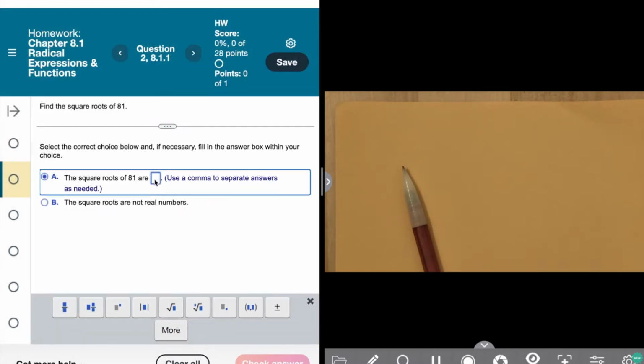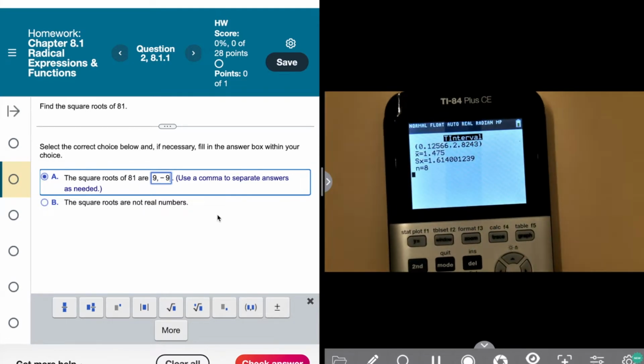Okay, so what are the square roots of 81? Well, you've got a square root button on your calculator, but the question is what times itself will give you 81, and the answer is 9, or negative 9. Because remember, if you multiply 9 by itself, you get 81. Oops, we were doing stats. 9 times 9 is 81, and negative 9 times negative 9 is 81.